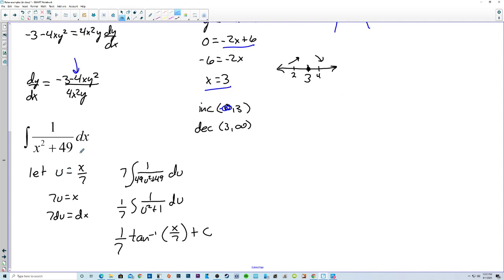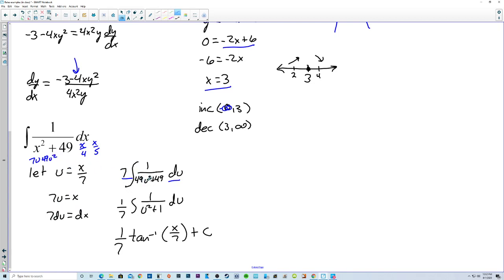On this one, we're going to let u equal x over 7. If this was 16, it'd be x over 4. If it was 25, this would be x over 5. Because we're going to multiply by 7, take the derivative. There's the derivative. And now, instead of dx, we're going to have 7 du. So there's 7 du. And we're going to put 7u in for x squared, which makes 49u squared.